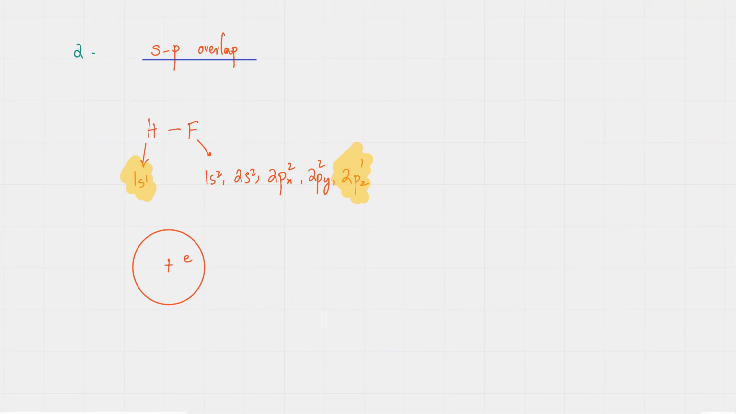So the electron is occupying this spherical area over here. That's H. F, on the other hand, ignore all the others. I'm just ignoring them, because they're already full, they wouldn't be involved in bonding. I'm just focusing on the 2pz. Now it's a p orbital. P orbital is dumbbell shaped.